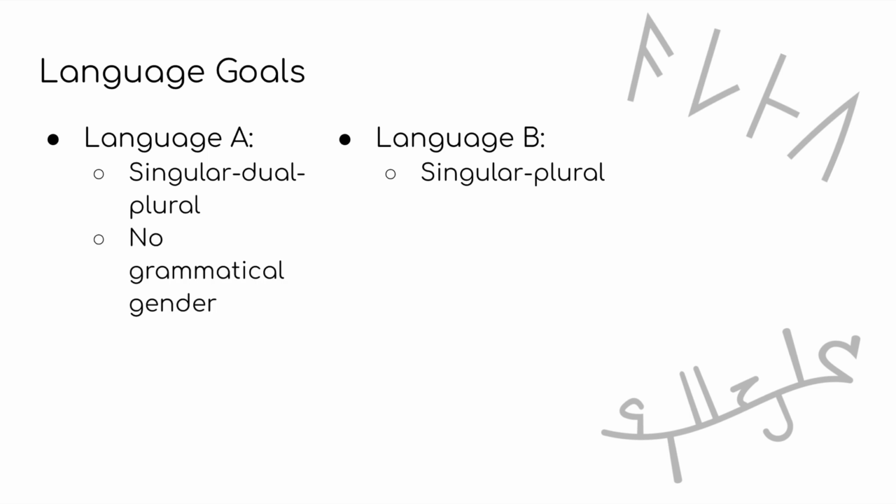For our examples, let's leave noun class out of language A, but give language B a masculine, feminine, neuter gender system, and have gender assignment based mainly on semantic criteria, though we'll go through the exact process of gender assignment in a later video when we talk about making words.